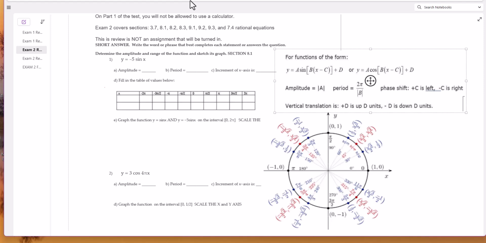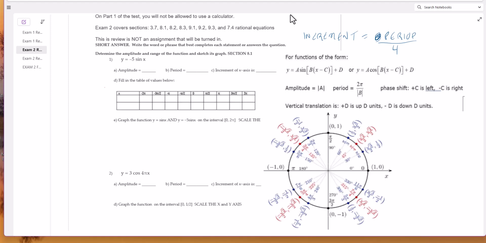You want to make sure that you know the different forms of sine and cosine, the formulas for amplitude and period, how to do a phase shift, what vertical translations are, and the other thing is the increment. Whenever you're doing the increment, you're always taking the period and dividing that by 4. Okay, so let's start with a pretty simple problem.